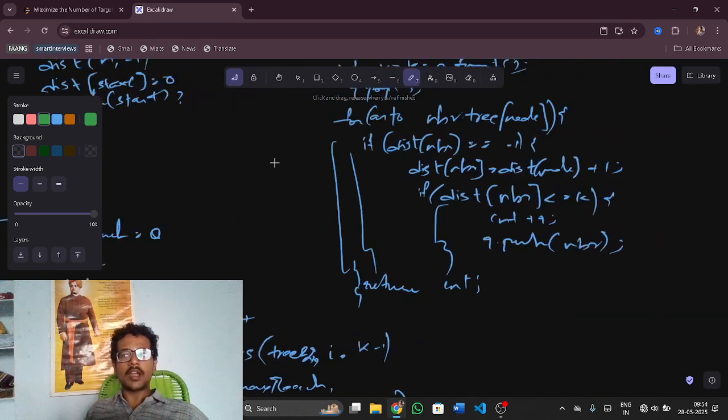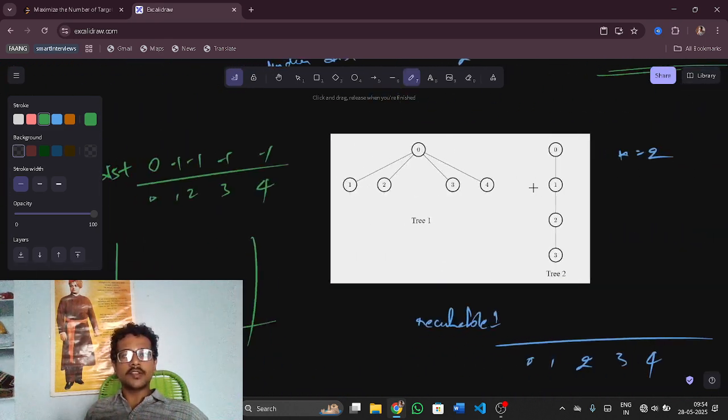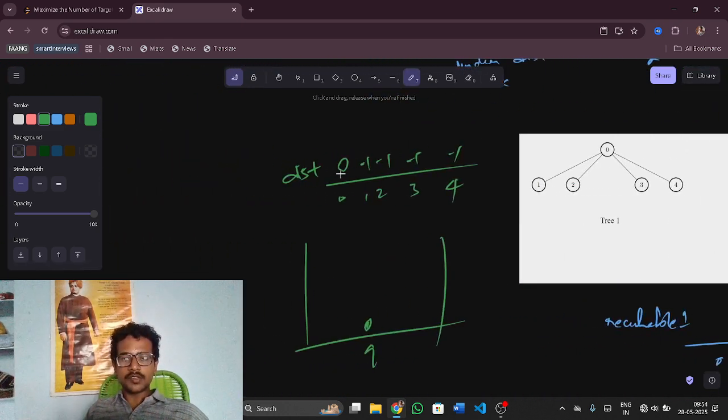What I said, when I have minus 1, then distance of neighbor is equal to distance of node plus 1. So distance of 1 will be distance of node. The node is 0 and the neighbor is 1. So the distance at 0 is 0. 0 plus 1 will be 1. And here it is coming under k, which is less than or equal to k.